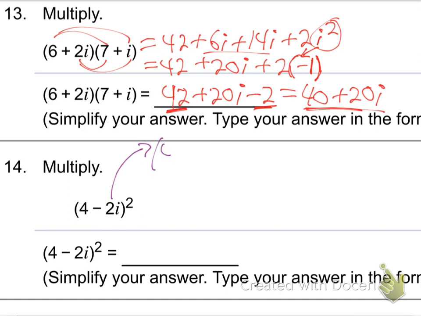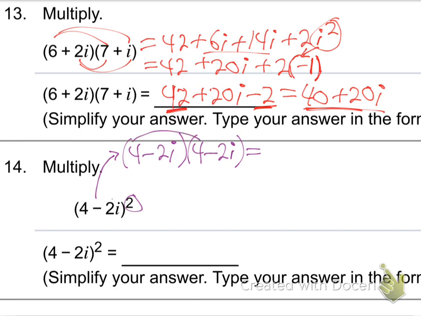Let's try number 14. So this means 4 minus 2i. Let me give it a little more room here. This means 4 minus 2i times 4 minus 2i, because that squared means two of them, right? And so then we distribute. So that's 16 minus 8i. He's done, and then he goes to both. Minus 8i plus 4i squared, right? Minus 2i times minus 2i. Two negatives make positive.